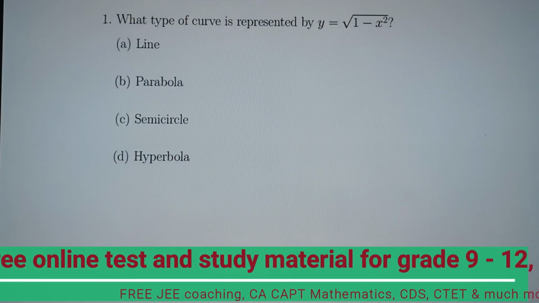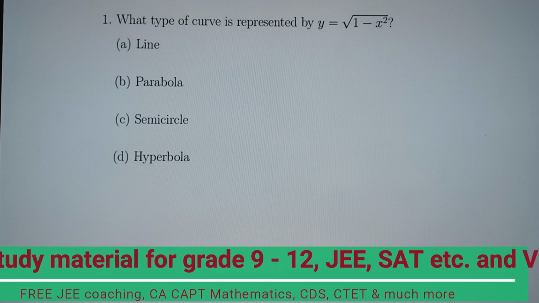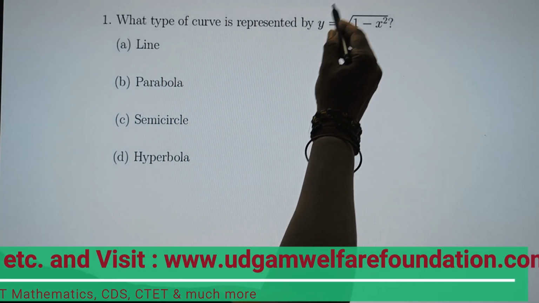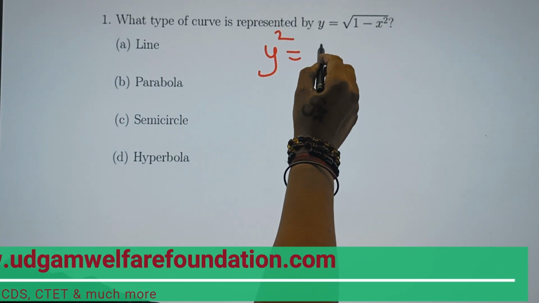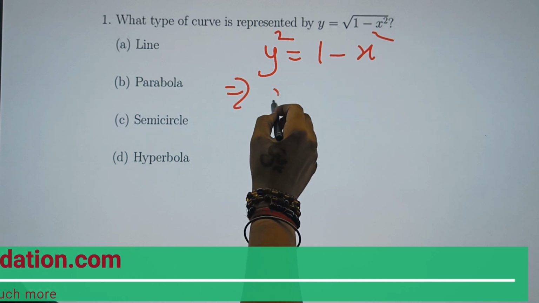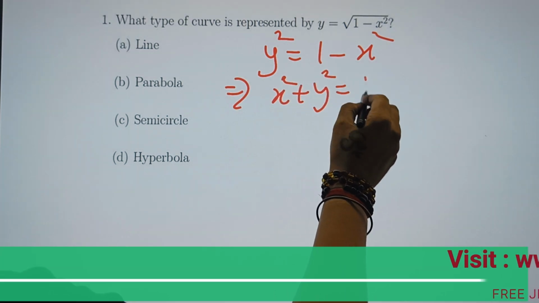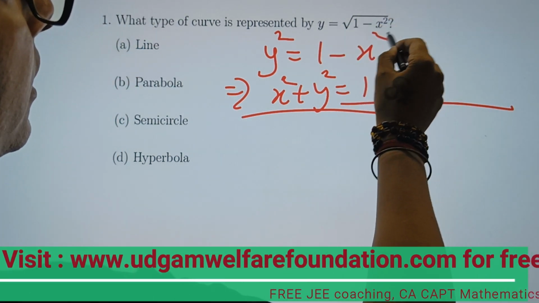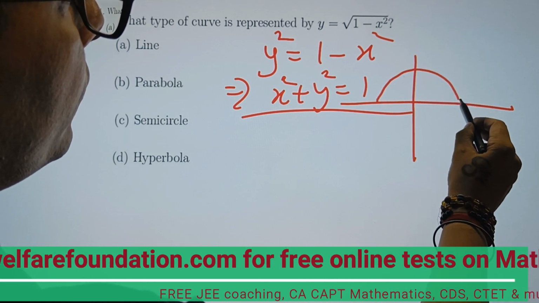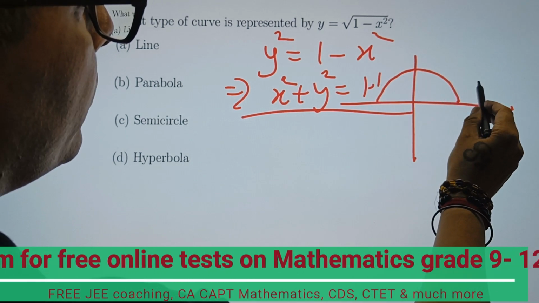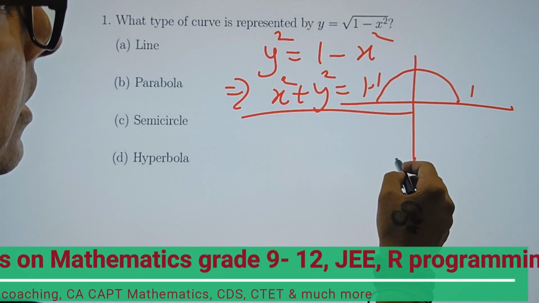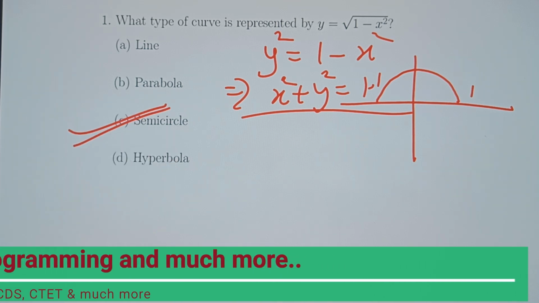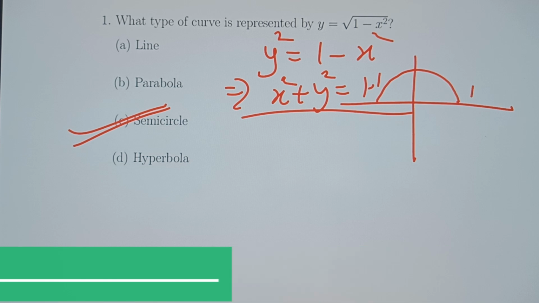So here comes our question number 1 on this case study. What type of curve is represented by y equals root over 1 minus x square? So students, if we square this equation, then we get x square plus y square equals 1, which is the equation of a circle with radius 1. That implies that this equation is nothing but the equation of a semicircle with limits minus 1 to 1. That means the radius of this circle is 1 unit. Hence we can say that this is a semicircle only. Hence our option C is the correct answer here.